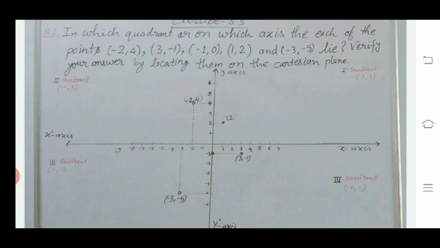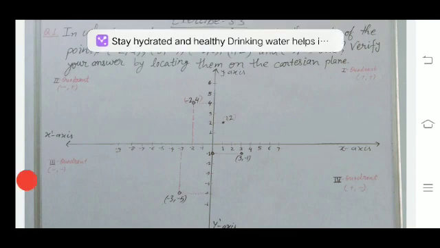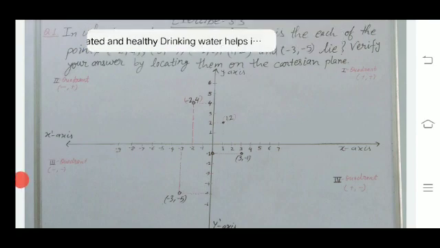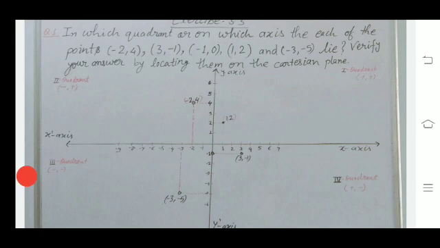And second, (3, -1). 3 is positive, -1 is negative, means x is positive, y is negative, so the quadrant is the fourth quadrant. So here we indicate (3, -1). Then (-1, 0): the y coordinate is 0, meaning the ordinate is 0, so it represents the y-axis.